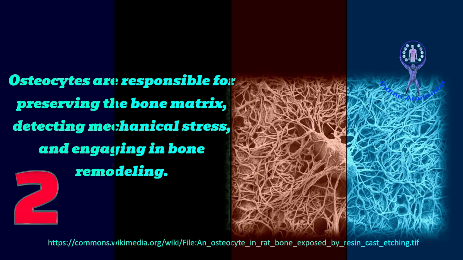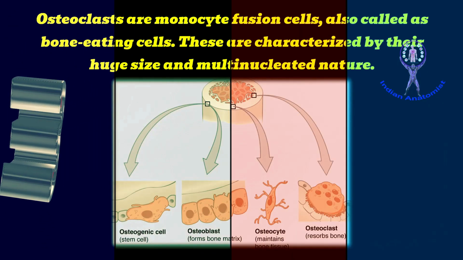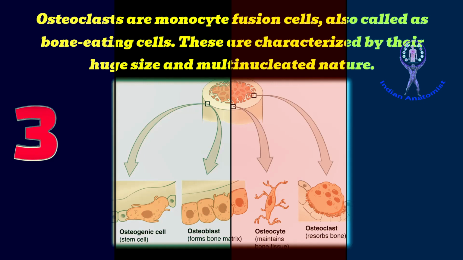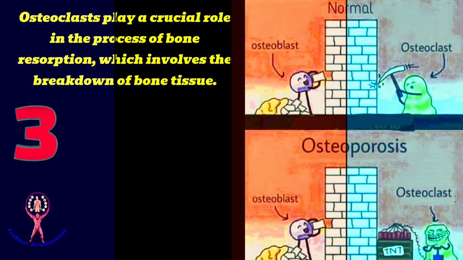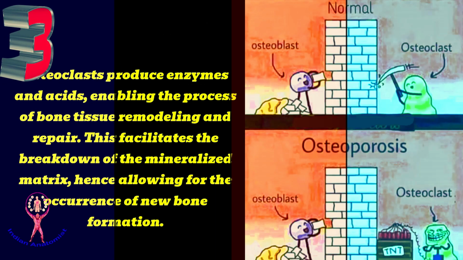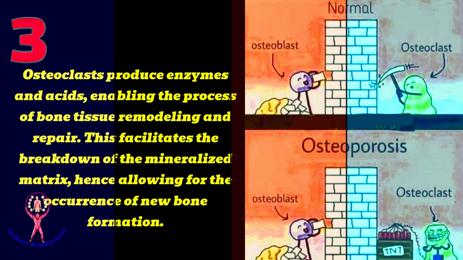The last type of bone cell is osteoclast. Osteoclasts are monocyte fusion cells, which are also called bone-eating cells. These are characterized by their huge size and multinucleated nature. Osteoclasts play a crucial role in the process of bone resorption, which involves the breakdown of bone tissues. Osteoclasts produce enzymes and acids, enabling the process of bone tissue remodeling and repair. This facilitates the breakdown of mineralized matrix and hence allows for the occurrence of new bone formation.